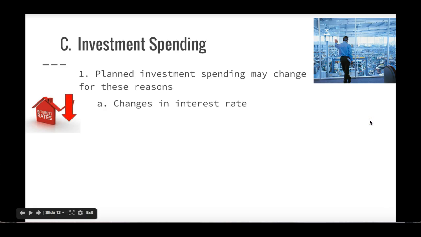As the interest rate goes down, then investment spending is going to increase, because when the interest rate goes down, it costs less to get a loan. Well, heck yeah, I'll get a loan to be able to expand my factory. Sure, that works for me. That's how interest rate affects investment spending.